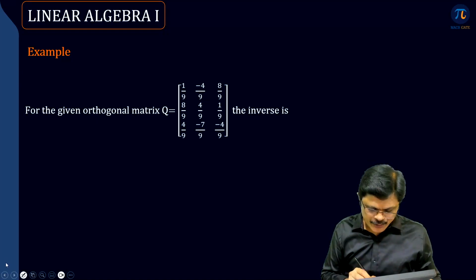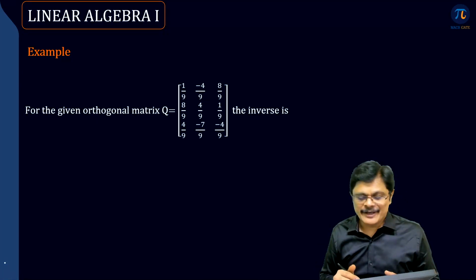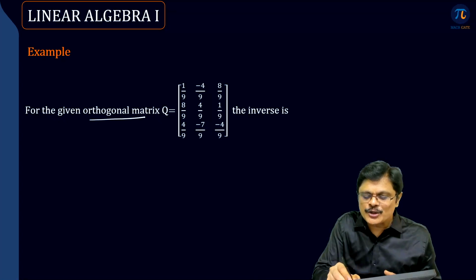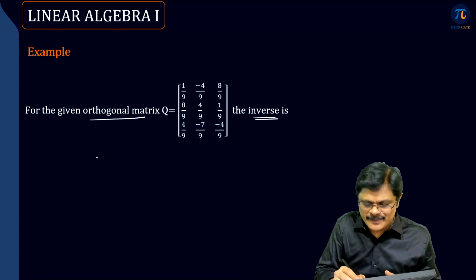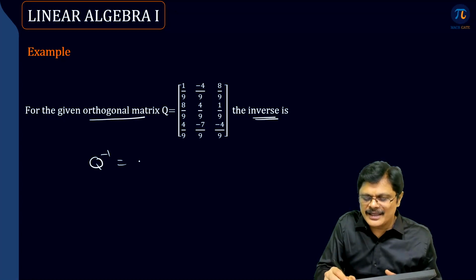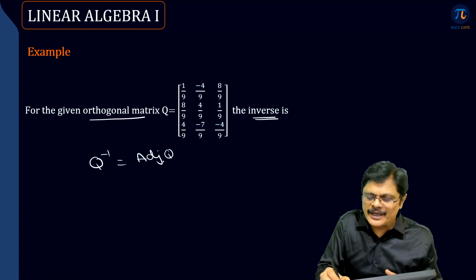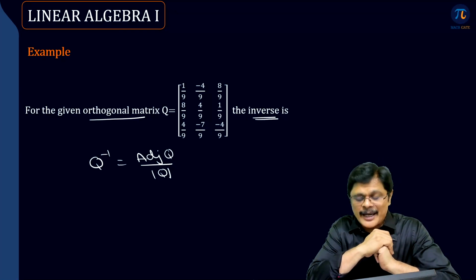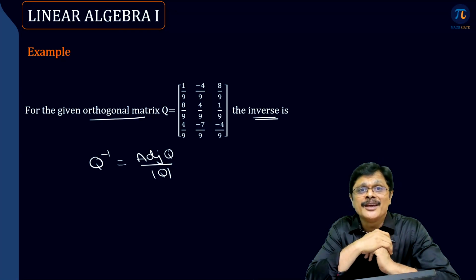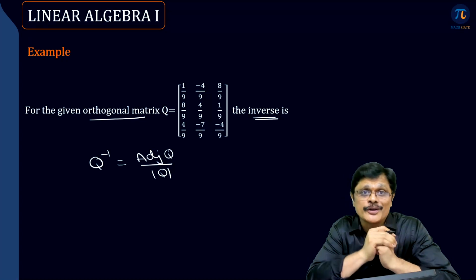Now this is also a GATE question. Options were also given. He gave this matrix as an orthogonal matrix and he's asking what is the inverse of it. And you know what people did? For finding Q inverse, they did adjoint Q by determinant of Q. You can also find this solution in most of the PYQ solution books.